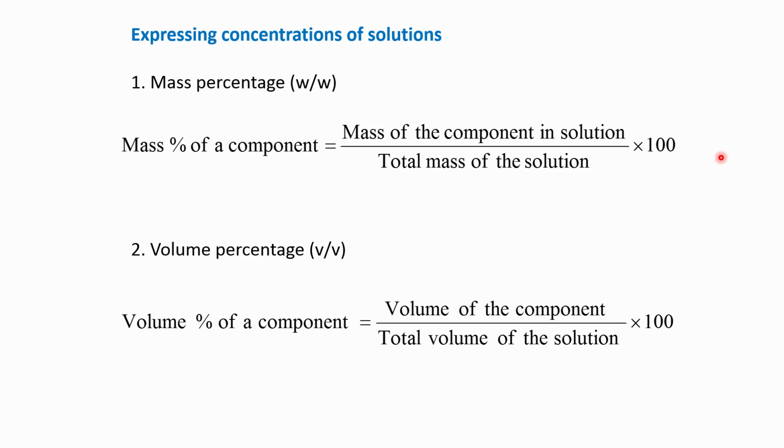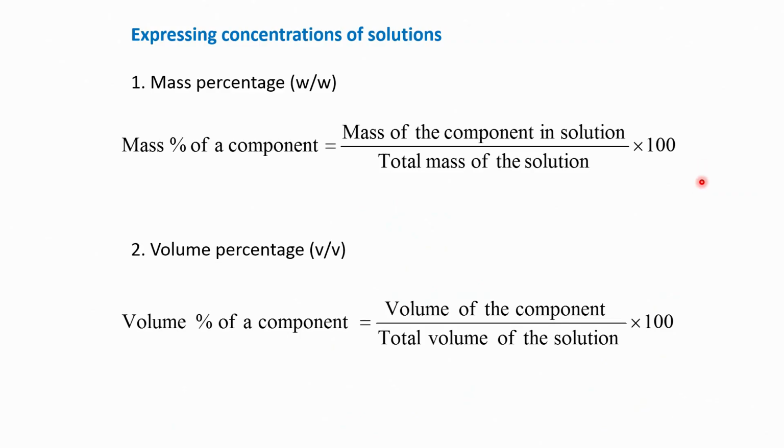5 gram of sugar in 100 gram of water, or 50 gram of sugar in 10 gram of water. So we can have any number of expressions, but the standard expression would be in percentage, multiplied by 100, that will give us the mass percentage of a component. I can also say volume of the component.